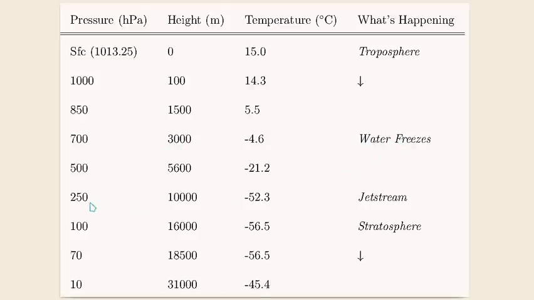You go up a bit further to 250 hectopascals, and you have the jet stream at about 10,000 meters, about where planes fly. And if you go up even further, you have the stratosphere. So you have different things here. These numbers aren't exact. They're approximate and rounded, just to give you a general feeling of what's happening at different layers in the atmosphere.